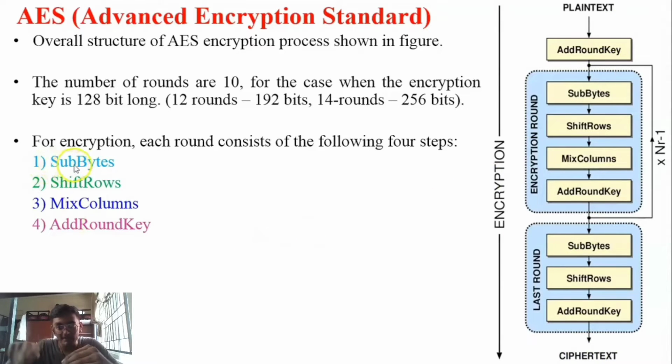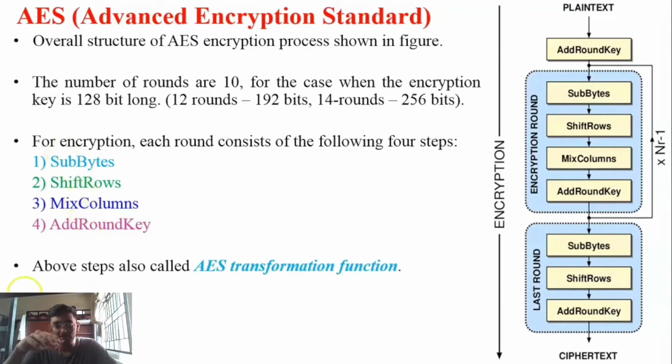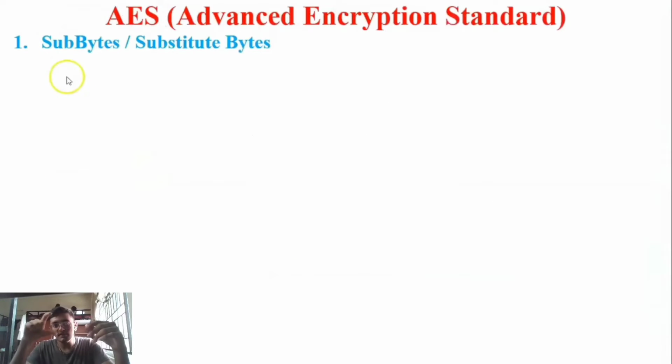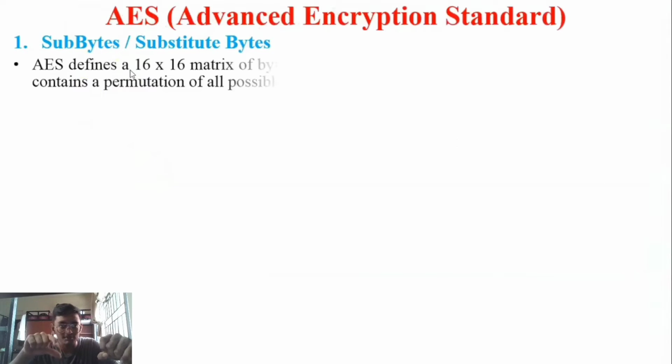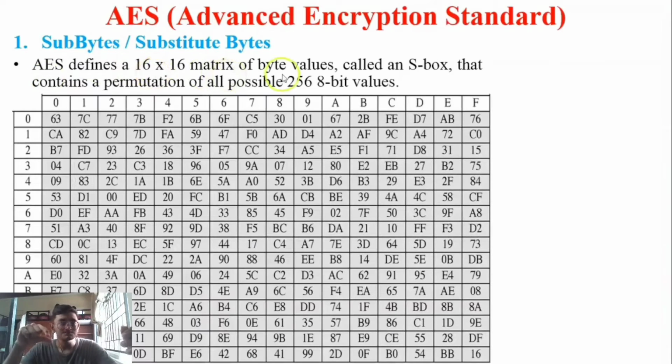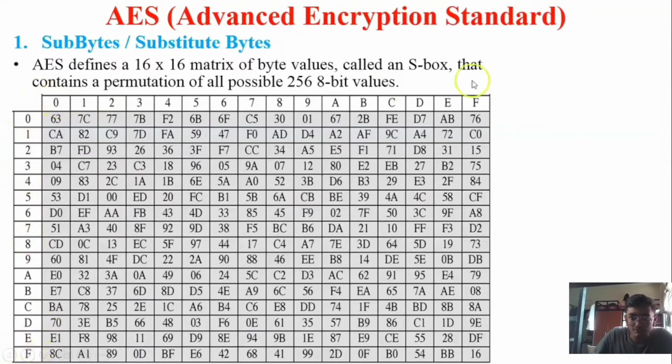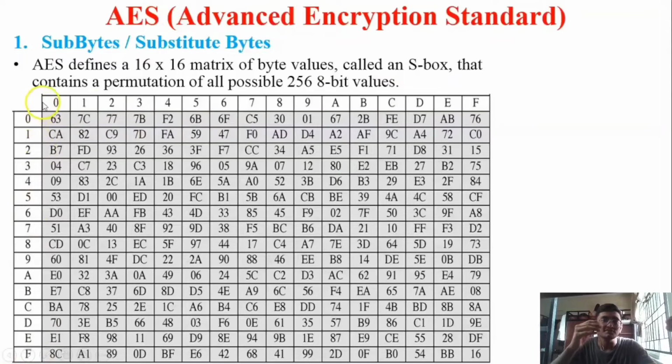Now we will discuss all the encryption round functions one by one. These 4 steps are also called AES transformation functions. First one, SubBytes or substitution bytes. AES defines a 16x16 matrix of byte values called an S box. So this is the S box, and it is 16x16, 0 to F across the columns and 0 to F down the rows, that contains a permutation of all possible 256 8-bit values.